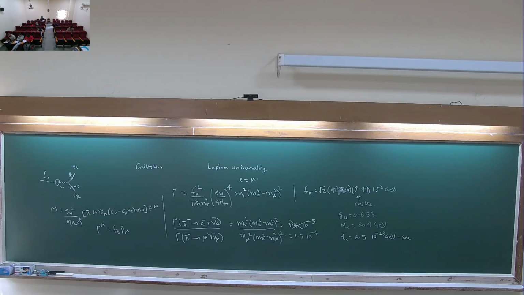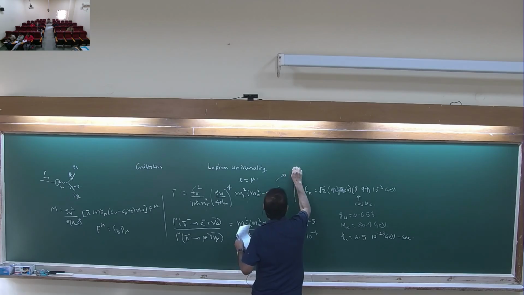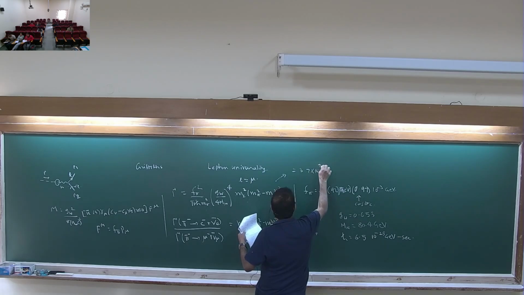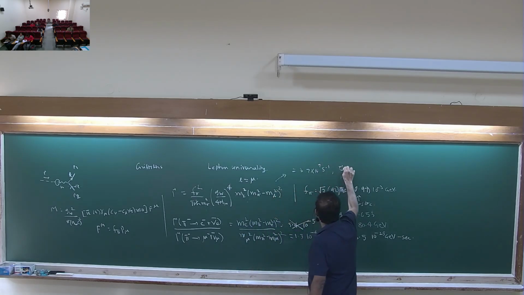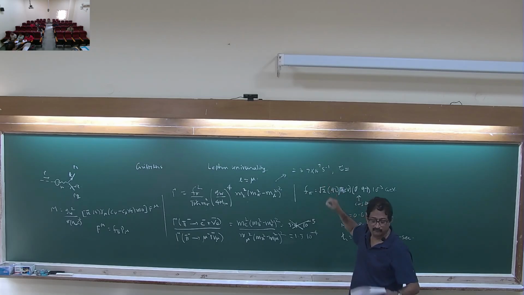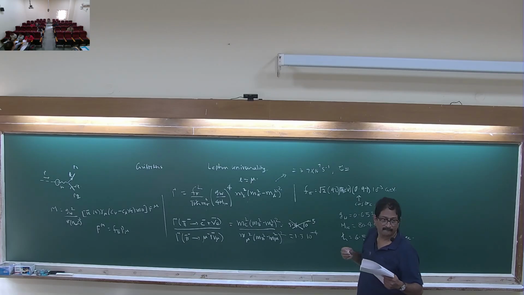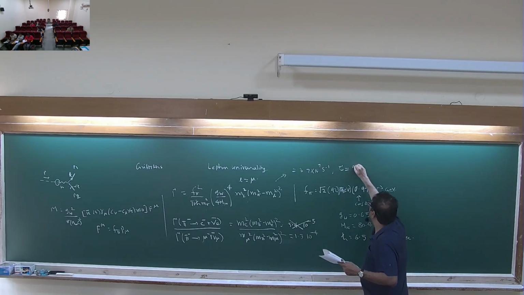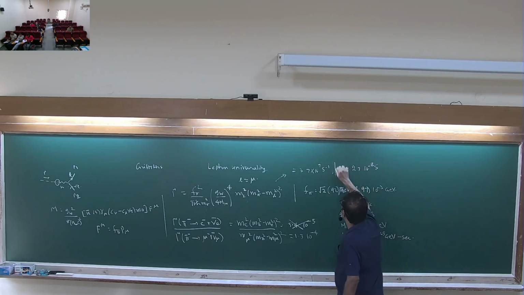Okay. So the lifetime then is, what did you say this was now? So this is equal to 3.7 times 10 to the 7 second inverse, and tau therefore is 2.7 times 10 to the minus 8 seconds, right? So this is the lifetime of the pion.